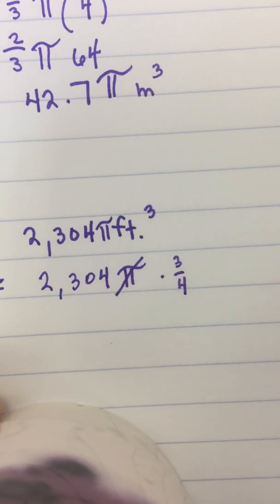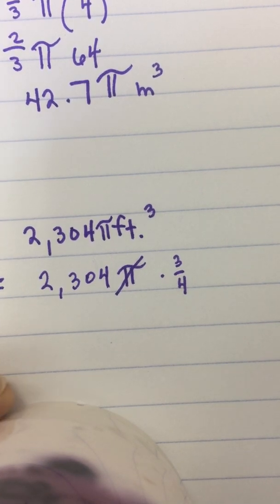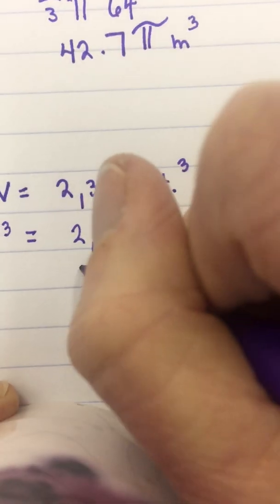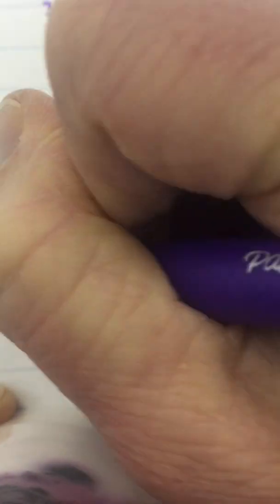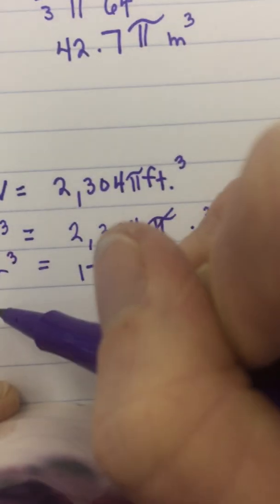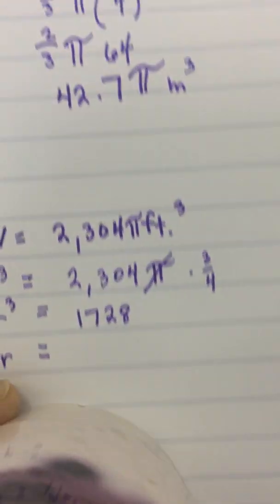On this side, it cancels. And over here, we are going to say 2,304 times 3 divided by 4 equals 1728. 1728 equals r cubed. And to get r alone, we need to take the cubed root of each.